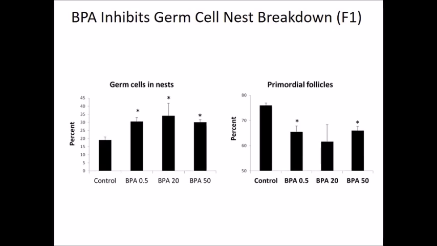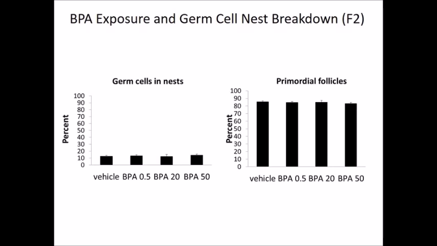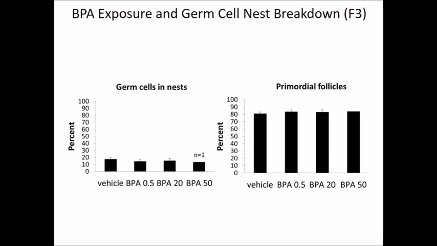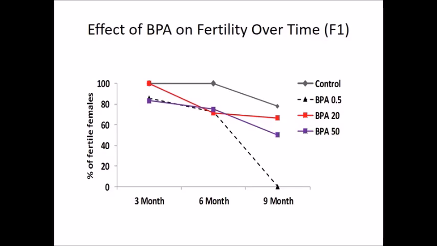Now, when we look at this in the F2 generation, we did not see any significant differences between BPA and vehicle in the number of germ cells in the nest or in primordial follicles. And in the F3, again, we did not see any difference in numbers that remained in the nest versus primordial follicles in any of the treatment groups, suggesting that the effects of BPA on germ cell nest breakdown are not transgenerational. They occur only in the F1 and not the F2 and the F3. We then wanted to look at whether fertility issues were transgenerational.